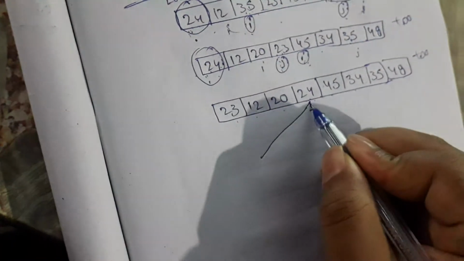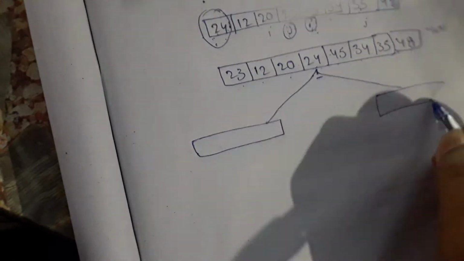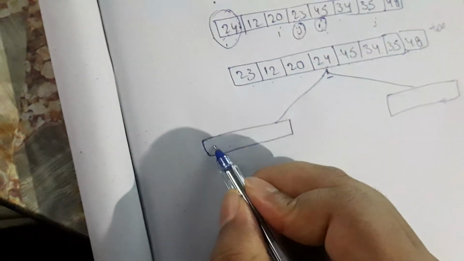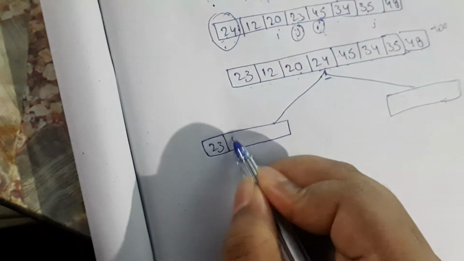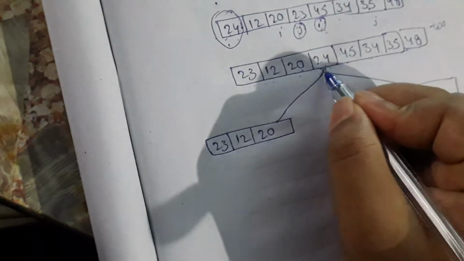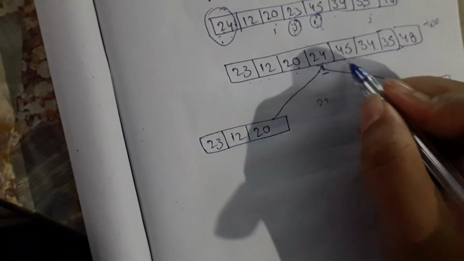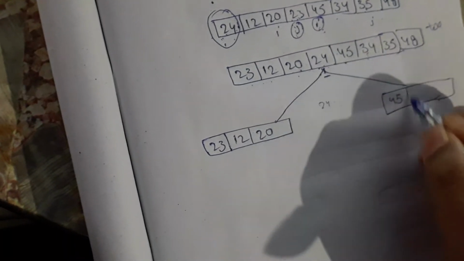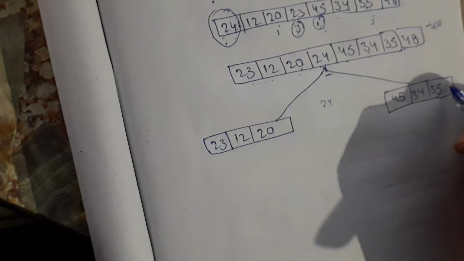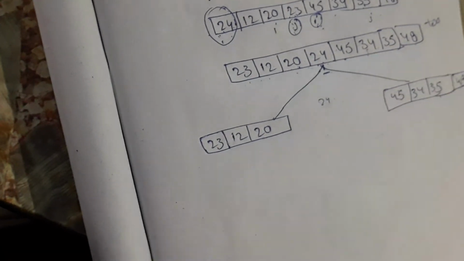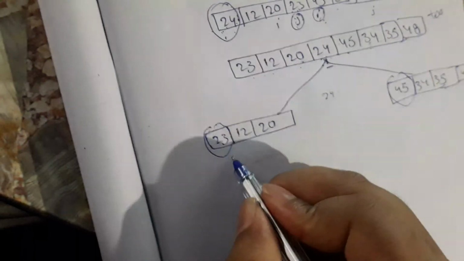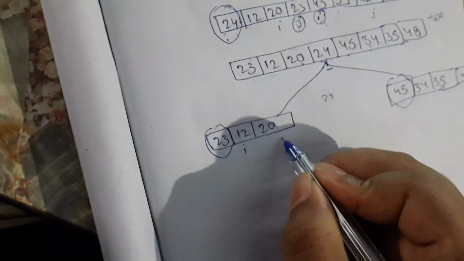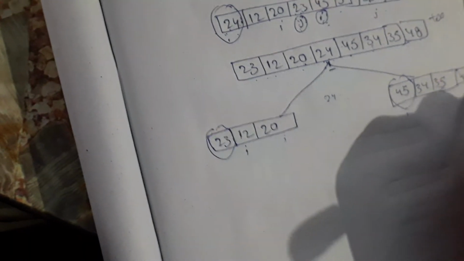Now divide here. Write all this, don't write 24. Up to here: 23, 12, 20. It is a mid value. It will be the middle. 45, 34, 35, 48. See, this is your mid pivot value. This is your pivot value now. This is your I value. This is your J value. Starting I, J. Now again compare.